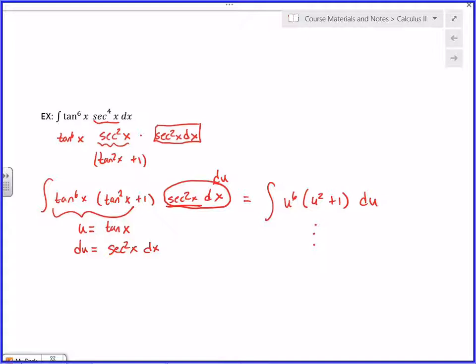Whatever I do to my u to get my du, I could then replace with all of du. But there's nothing that goes here that, when I take its derivative, just gives me secant. Is there anything you can take that will give you secant to the third? Nope.